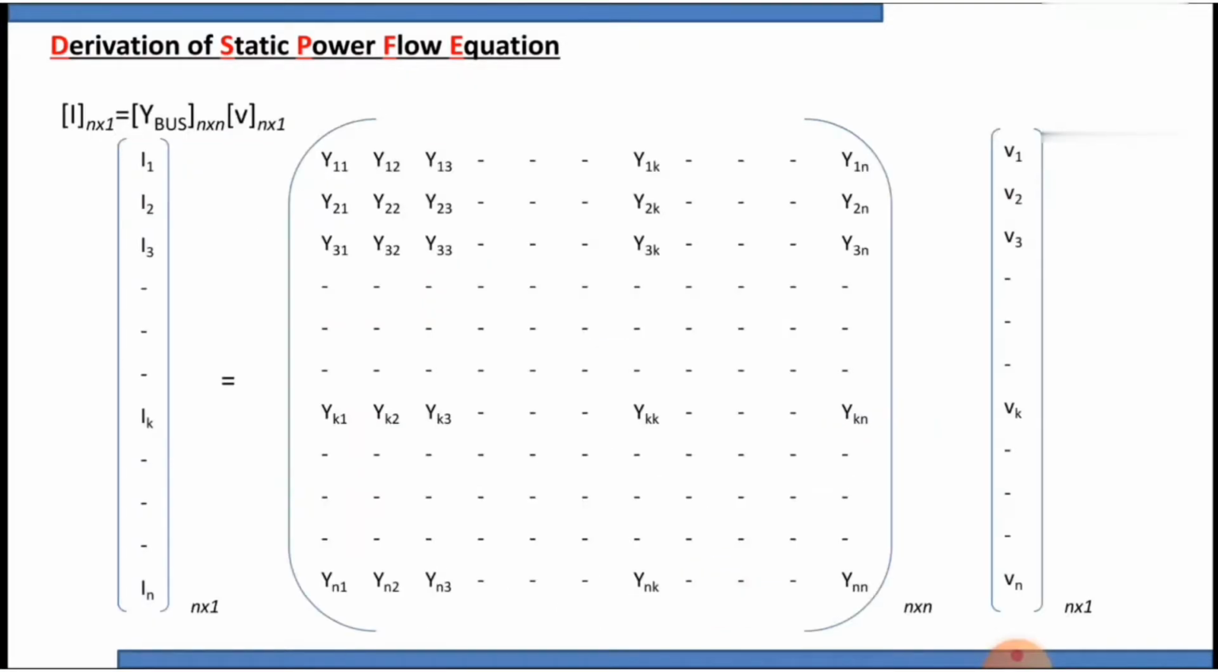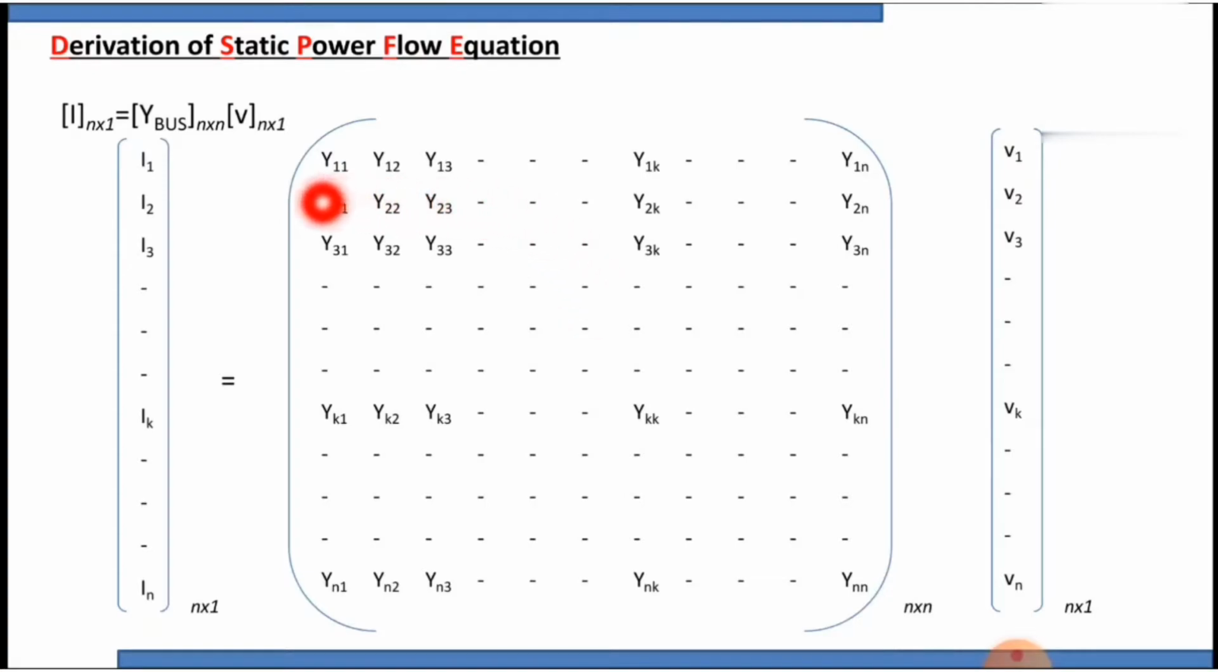I am elaborately representing the matrix orders. This I is of the order n by 1, this Y bus is of the order n by n, and V bus, that is the V matrix, is n by 1. This I is n by 1, that is I1, I2, I3 and so on. We are considering, in between, the kth bus, that is Ik, and so on, in the n by 1 matrix. I is equal to the Y bus matrix, that is n by n.